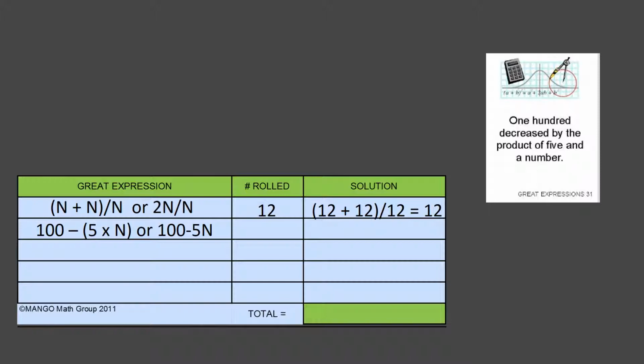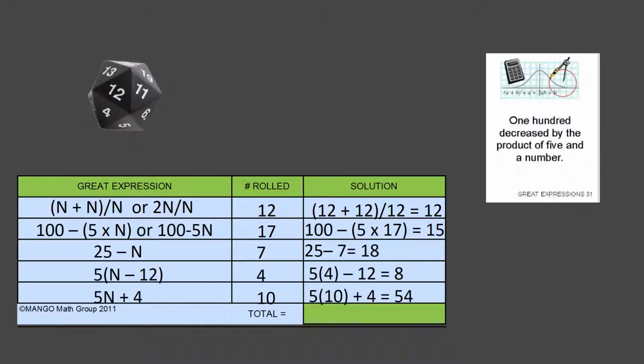And this one's 100 decreased by the product of 5 and a number. So it's 100 minus 5 times n, or 100 minus 5n. They will roll the dice again, come up with the number 17. They'll put that into the equation, and they come up with it equaling 15. So they're coming up with equations that they'll answer.